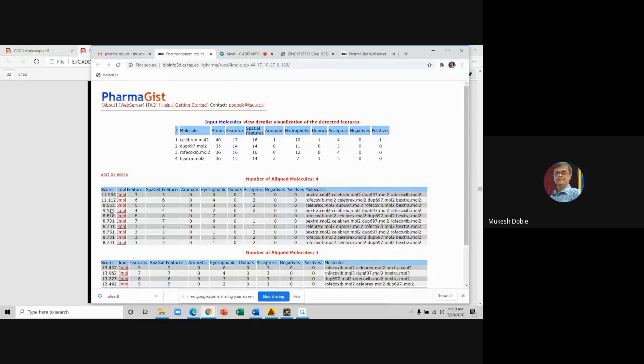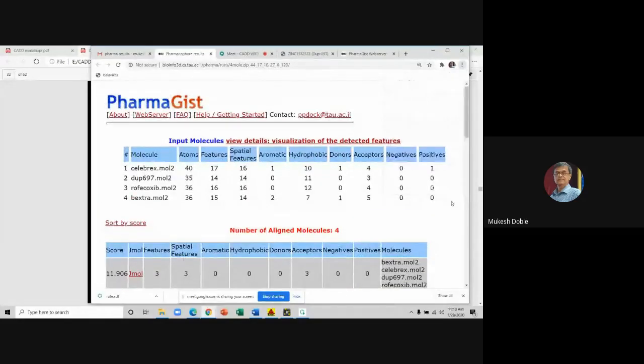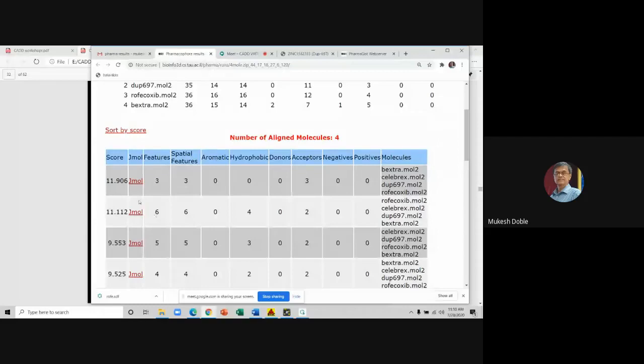So it gives you, as you can see, Pharmagist results. For the 4 molecules which I have given, it gives you some information about the molecules. These 4 molecules, and then it says, please look at this. I will make it bigger maybe. Okay, so as you can see, it gives you a score. Highest score means good fit between the 4 molecules. It has identified common 3 features between the 4 molecules.